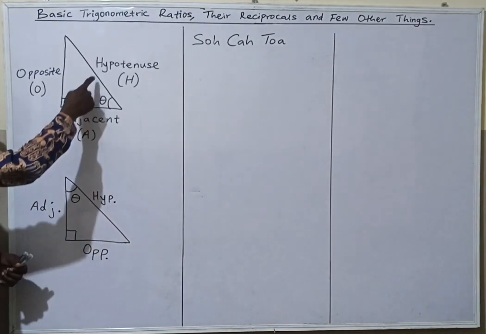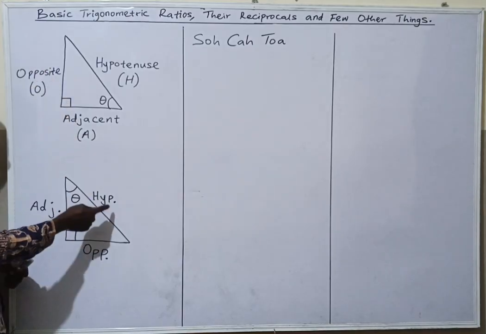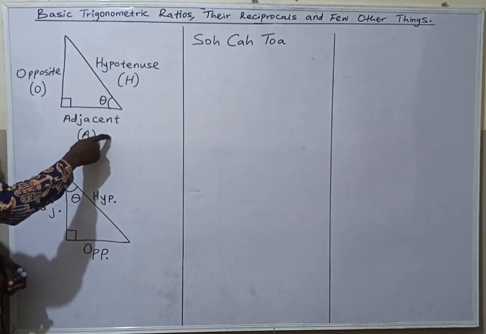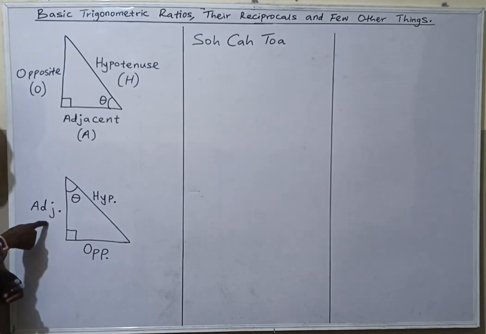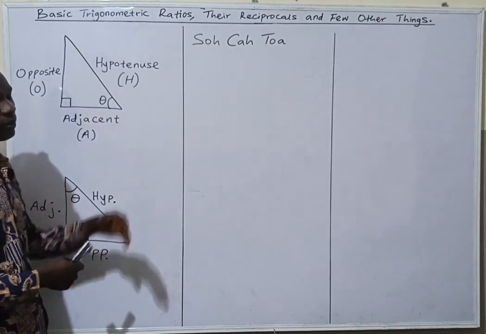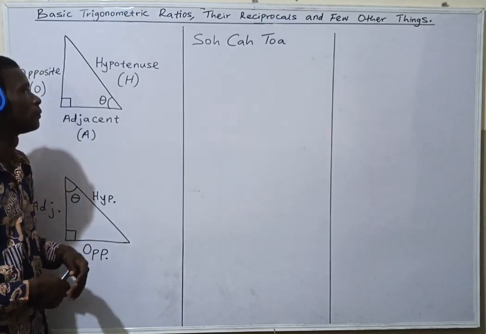Since we have identified the hypotenuse and the opposite, the third side we are left with will be called what? The adjacent. So this is the adjacent in this case, and this is the adjacent in this case. That is how to label our right angle triangles.